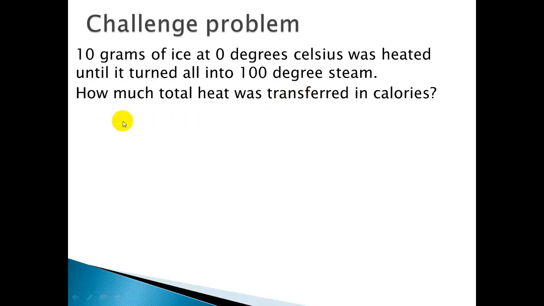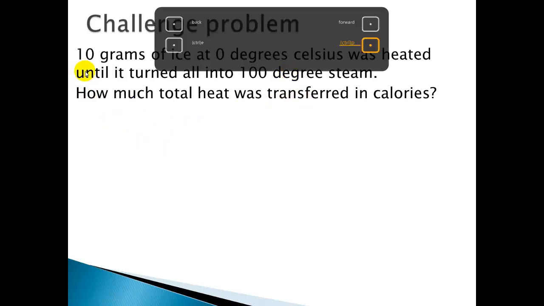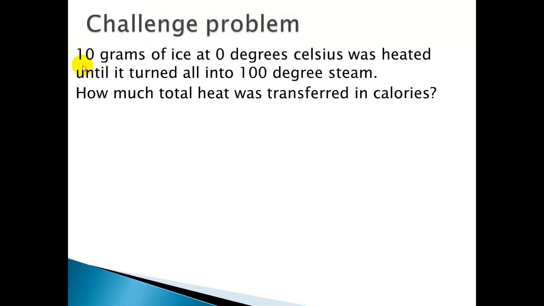Okay, for this next problem, we'll be doing something more complicated. The first thing we're going to look at is what we're given. So, first of all, we're given a mass. The second thing we're told is that we're starting with ice, and it's at 0 degrees Celsius, and it's being changed into 100-degree steam. So, let's draw a picture to help us understand this problem.